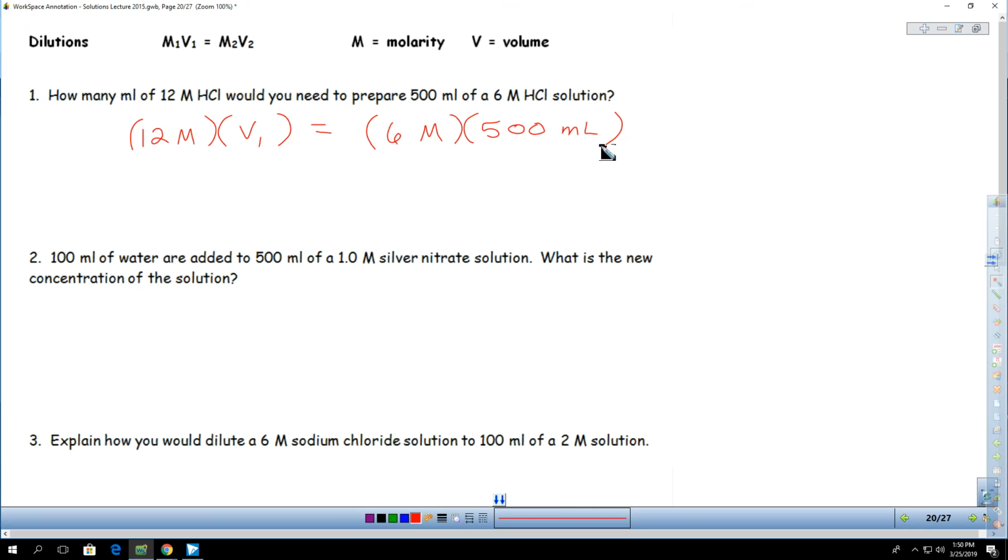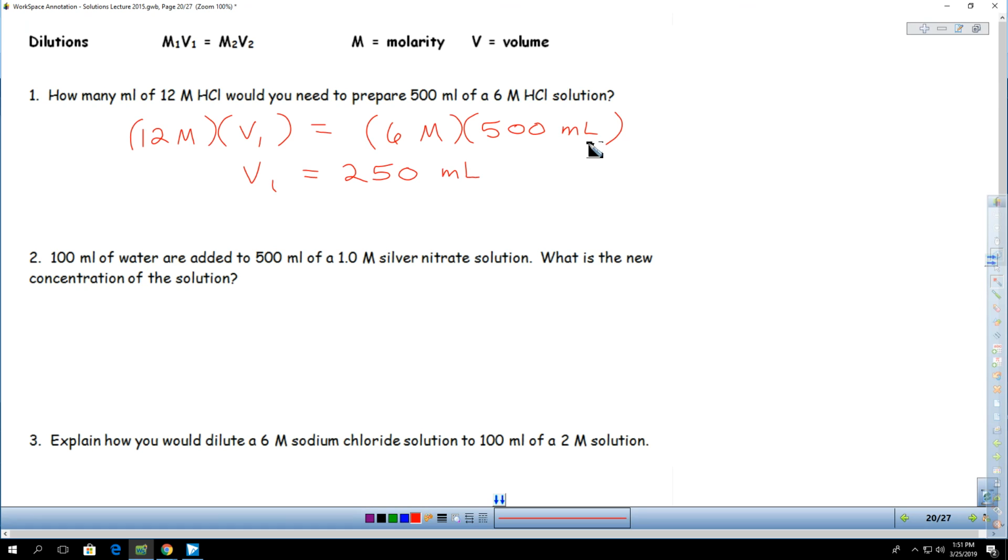Cool. All right, so I'm going to plug this in. We'll do some algebra. Into my calculator, I'm going to go 6 times 500 divided by 12, and I get V1 equals 250, and that would be milliliters. If my V2 was milliliters, my V1 is milliliters. So you plug in your calculator. It's an easy equation. It's plug and chug. And now you just say, great, I'm moving on.